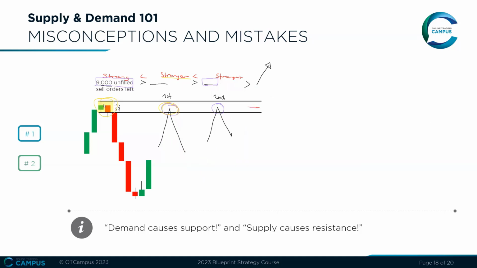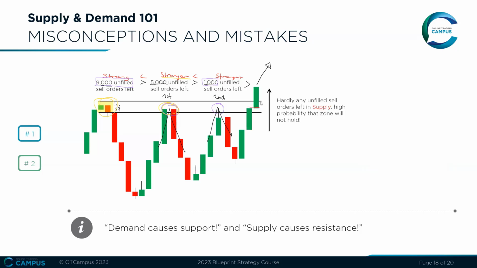Right here is when we have the most orders left. And right here is when the support and resistance trader will say, well, great, let's look to sell this. And up here is where we're now going to say, well, we're not going to touch this anymore. And definitely not another time, because eventually we know that price is going to go above. So demand creates support and supply causes resistance.